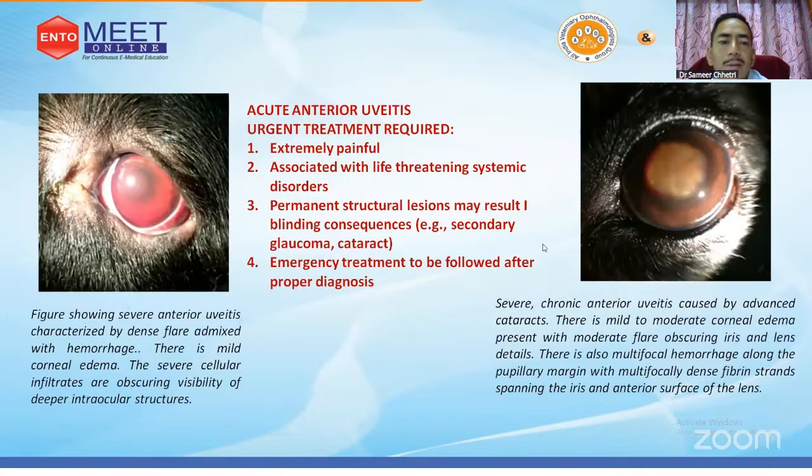Another emergency ophthalmic condition in pets we see is acute anterior uveitis. This one also needs urgent treatment. Uveitis is extremely painful. It's associated with life-threatening systemic disorders. Permanent structural lesions may result in blinding consequences, for example secondary glaucoma and cataract. And the emergency treatment is to be followed after proper diagnosis.